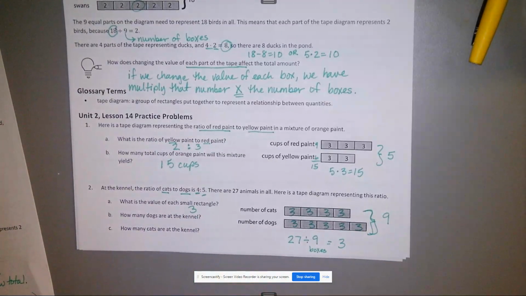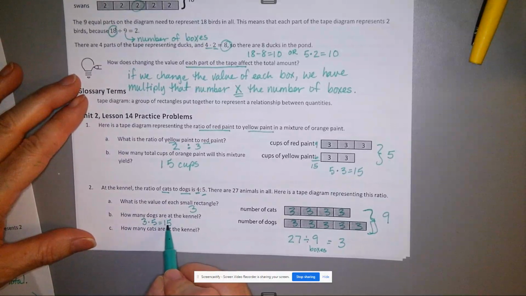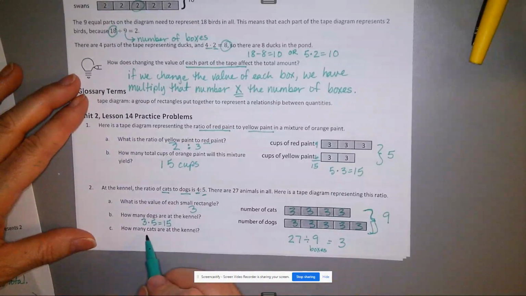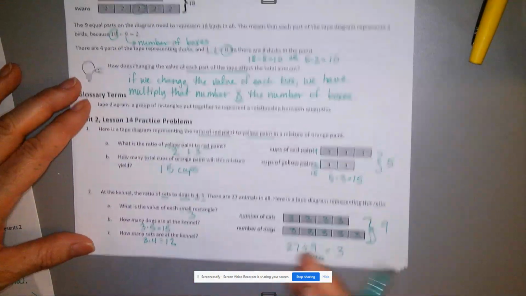How many dogs are at the kennel? 3 times 5 is 15. And how many cats? 3 times 4 equals 12.